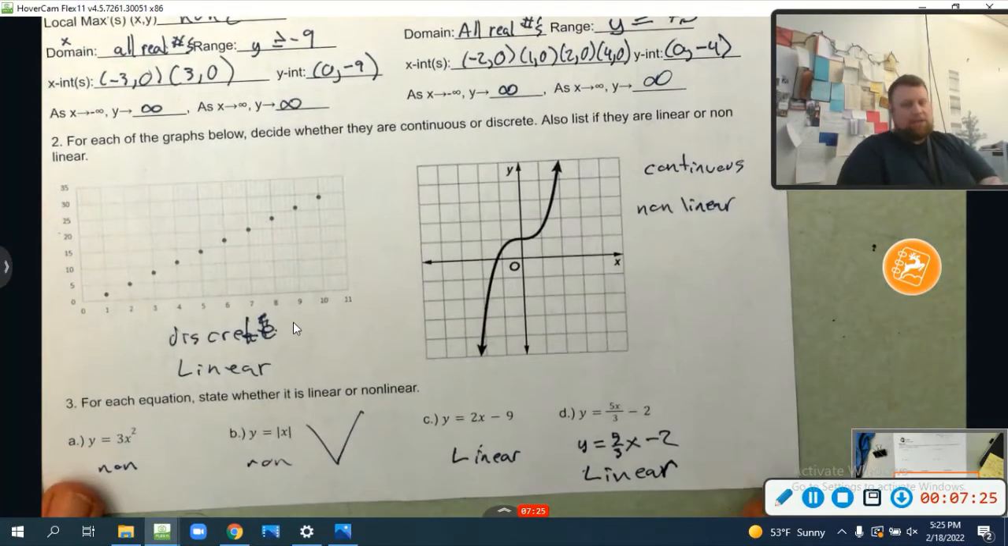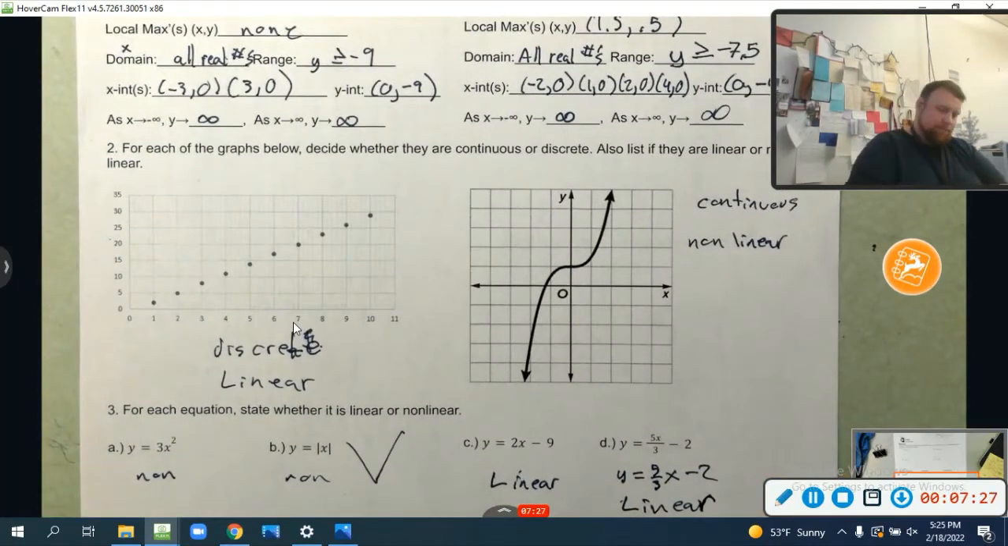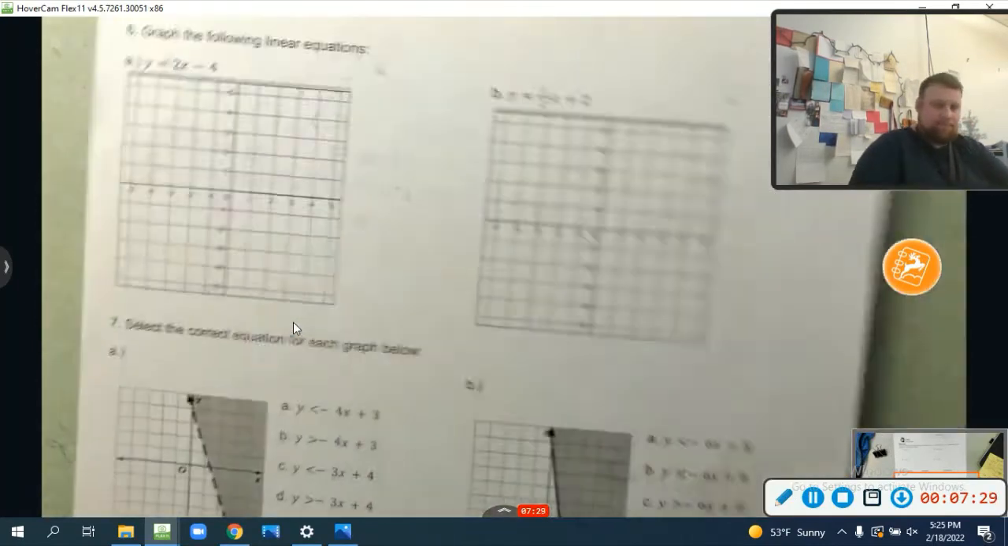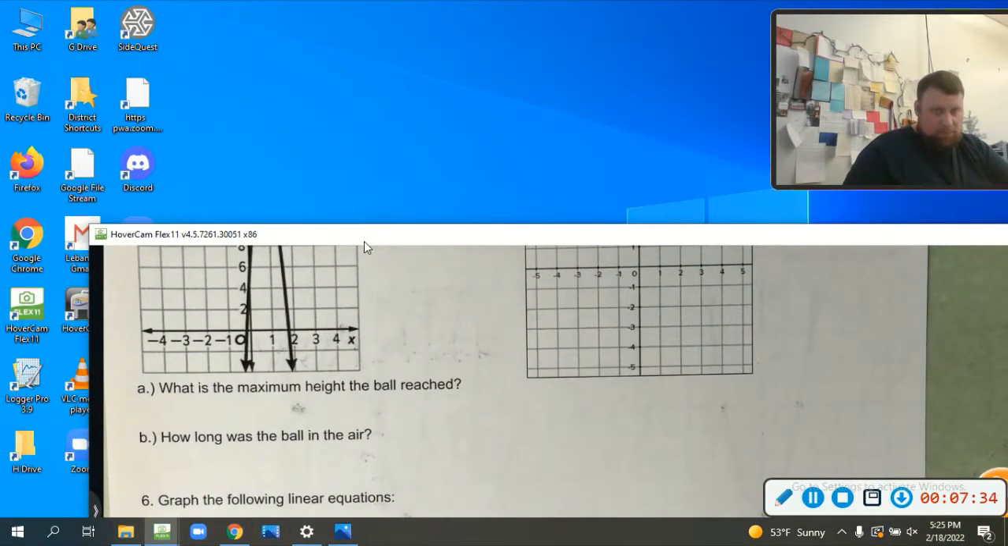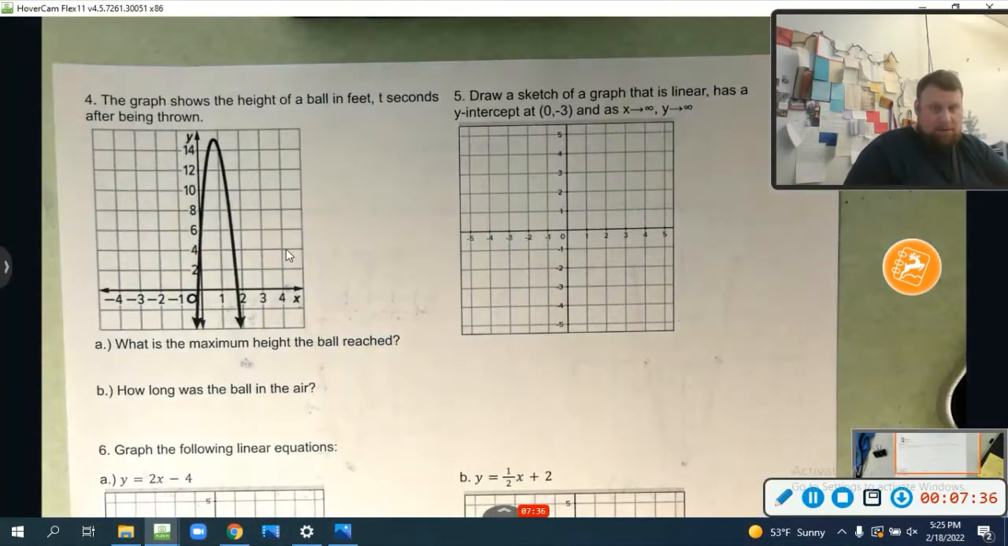All right, again, pause if you need to. This is just page 1. Oop, I don't know what's happening.